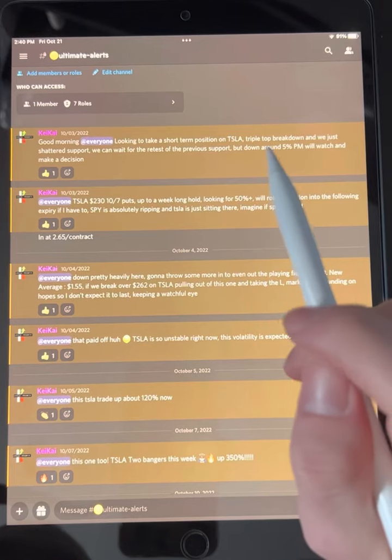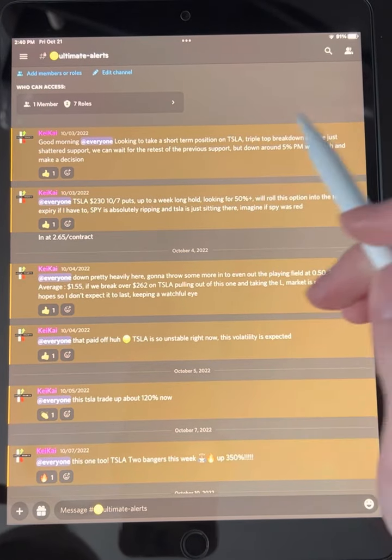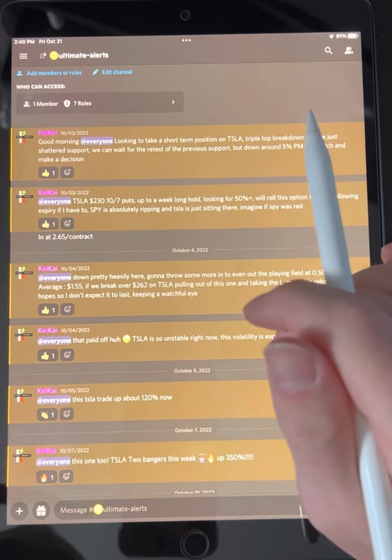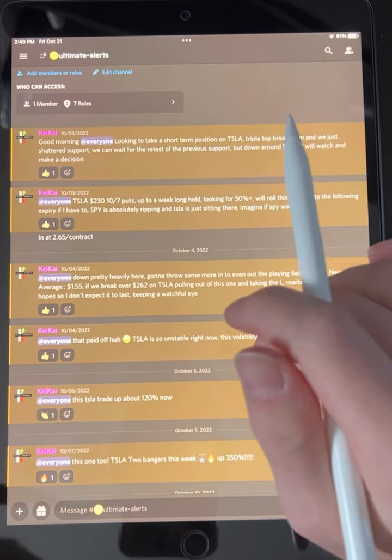So let's take a look at the chart on 10.3 and then follow it throughout the week to see where we ended up at 350%. Let's see. Entered that one at 265 a contract. All right. So we go to 10.3. That would be this day here. Okay, so we entered during this candle bar here.